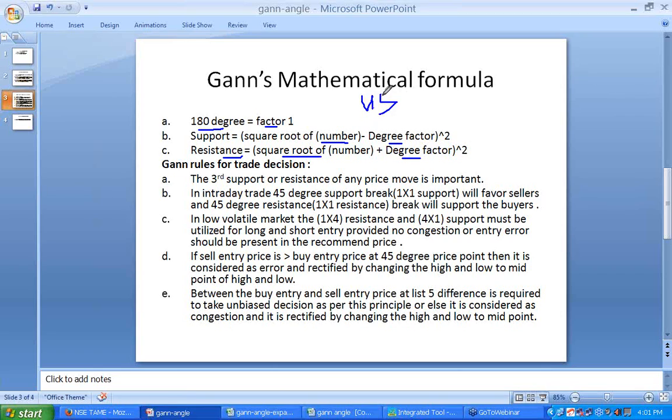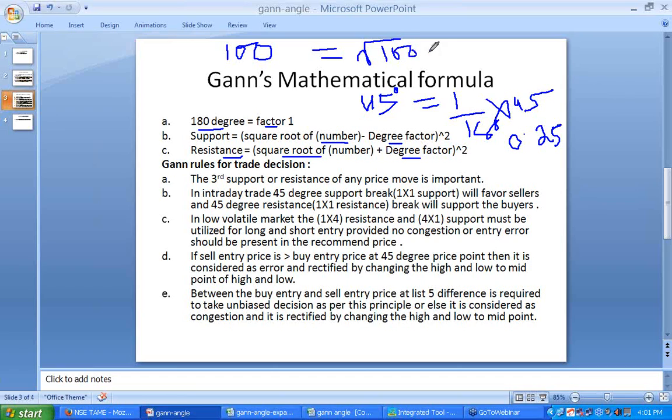So if I say 45 degrees, what is the degree factor of 45 degrees? 1 divided by 180 into 45, which comes to 0.25. So this is the degree factor for 45 degrees. Suppose my price is 100 and I need the 45 degree support trend line, how can I proceed? I will take the square root of 100, which comes to 10. From this 10 I subtract 0.25, which gives me 9.75. And this 9.75 I will take the whole square of. This will give me the price point through which the 45 degree support trend line will cross.